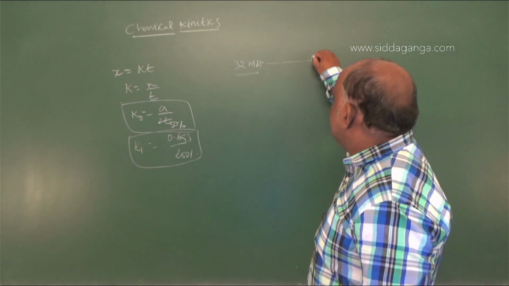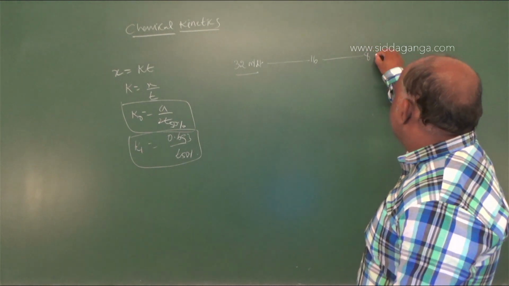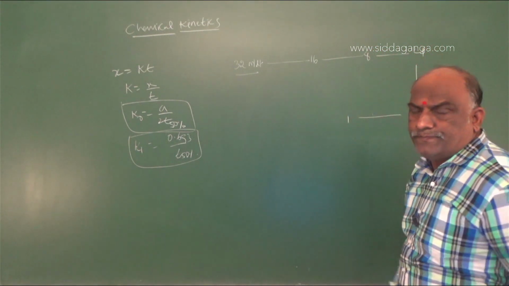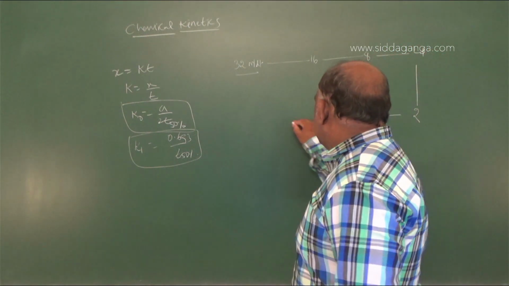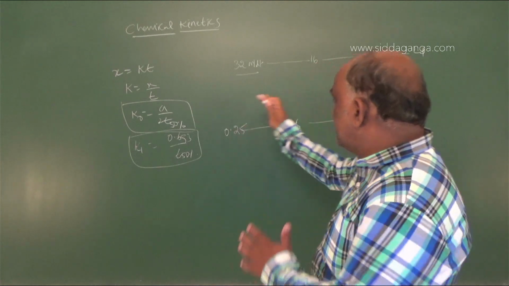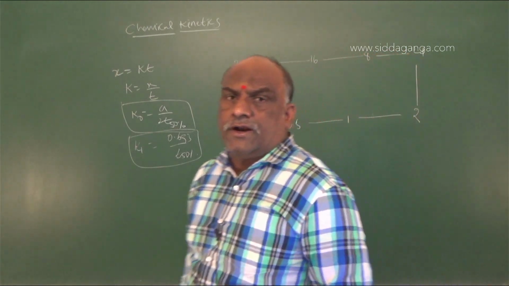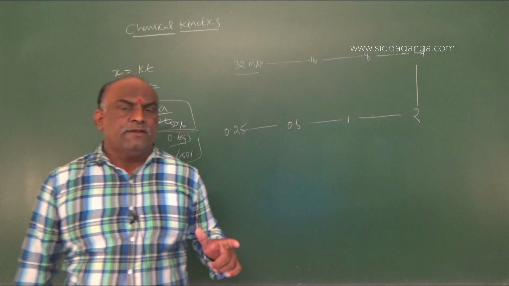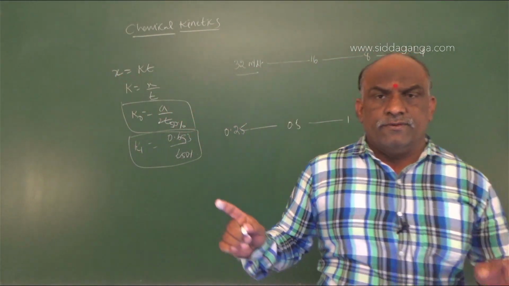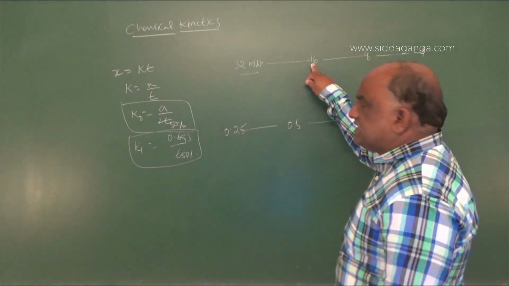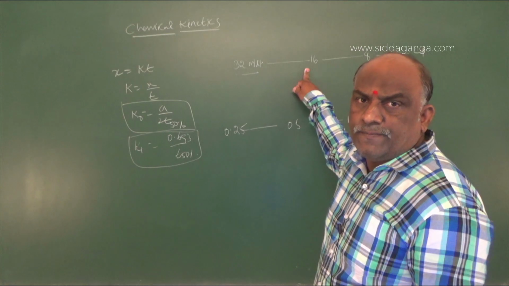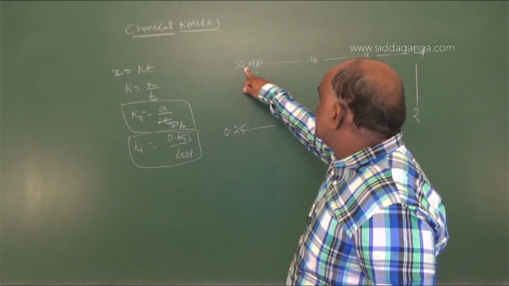It becomes 16, it becomes 8, it becomes 4, it becomes 2, it becomes 1, it becomes 0.5, it becomes 0.25. Simple, once you observe the conversion. According to this example, you have to find the difference between first order and zero order. From 32 to 16, the initial concentration of the reactants becomes half.